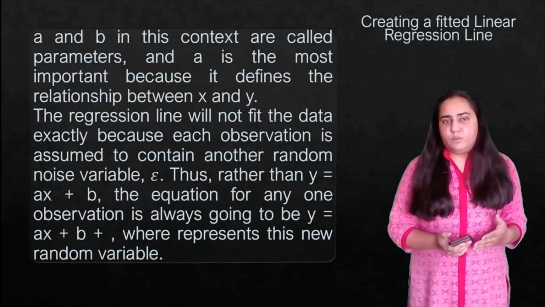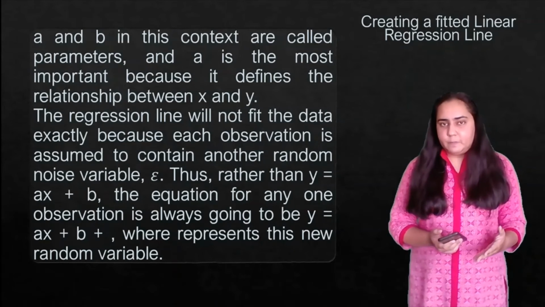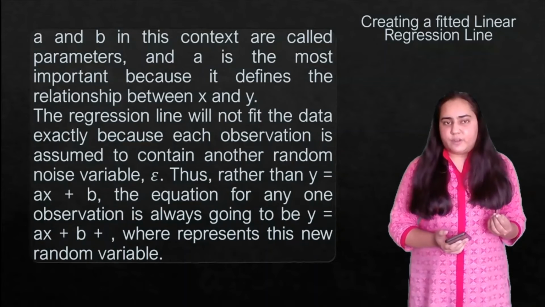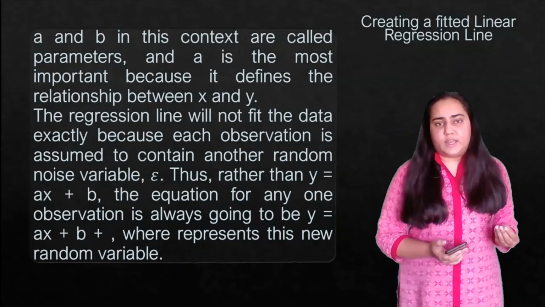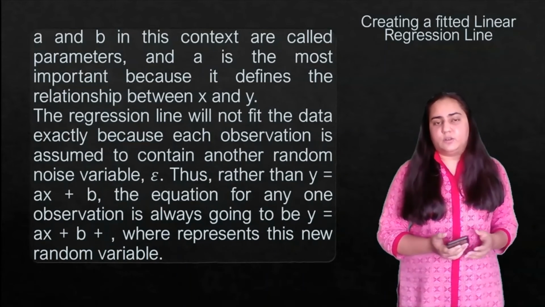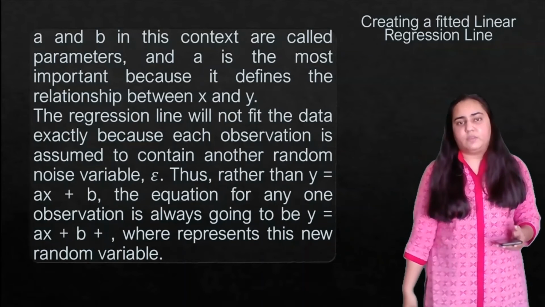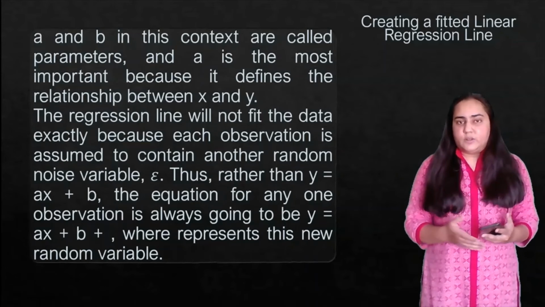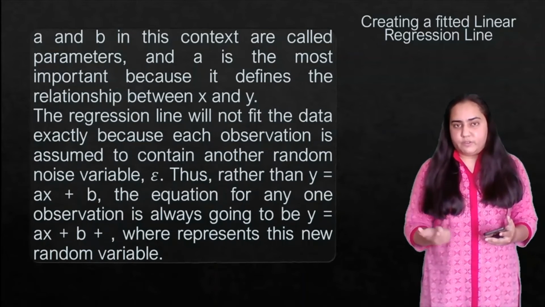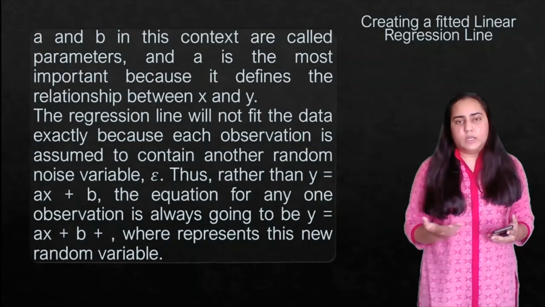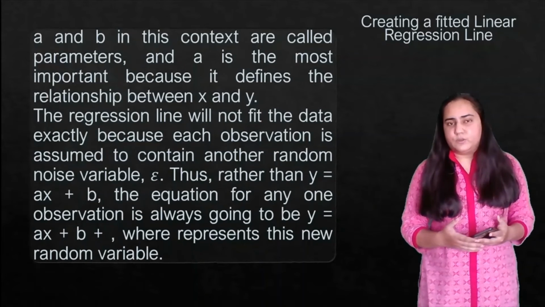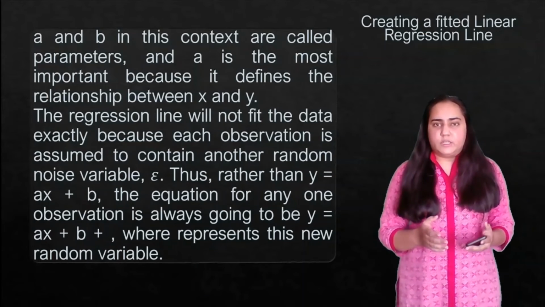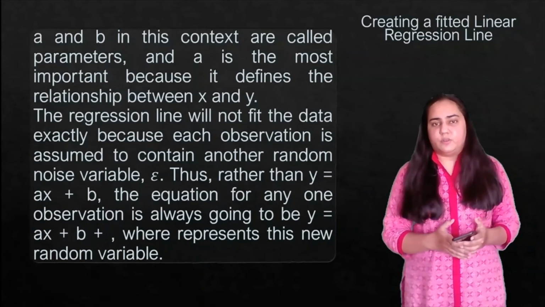And thus, rather than y equal to ax plus b, the equation for every observation is going to be slightly modified and is going to be y is equal to ax plus b plus epsilon. Sorry for the epsilon that's missing right there. So there is ax plus b plus epsilon, because epsilon is that extra variable that's going to be added, which is a noise variable, because your regression line is not necessarily going to fit your data exactly. You're just trying to find an approximate one.